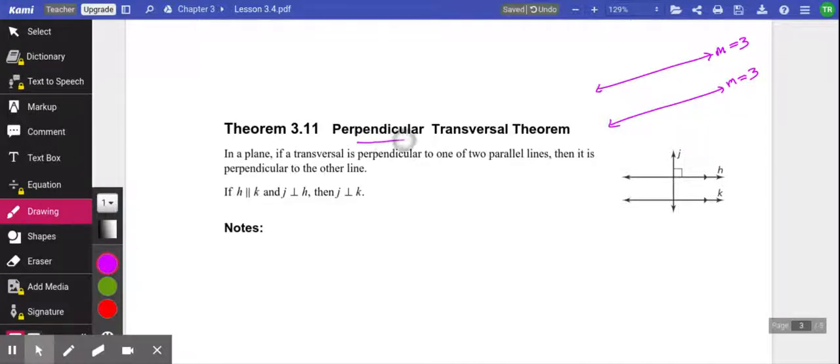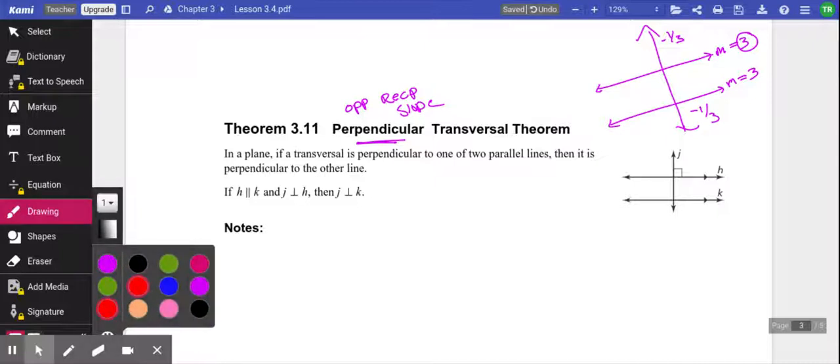Now, in order to be perpendicular, perpendicular lines have opposite reciprocal slopes. So, to be perpendicular to the one, the slope has to be the opposite reciprocal. It has to be negative 1/3. So then this also has to be negative 1/3. So it's going to be perpendicular to both.